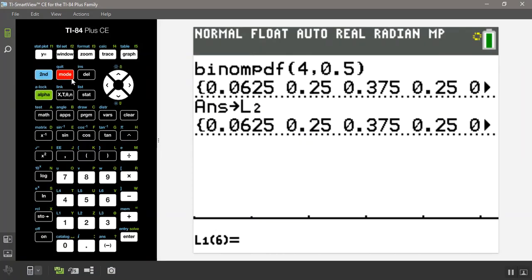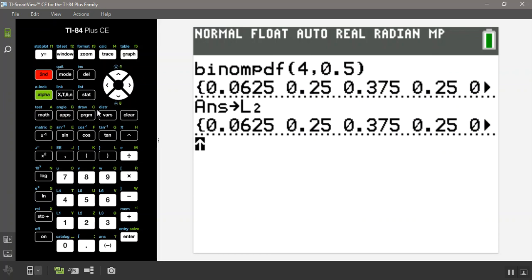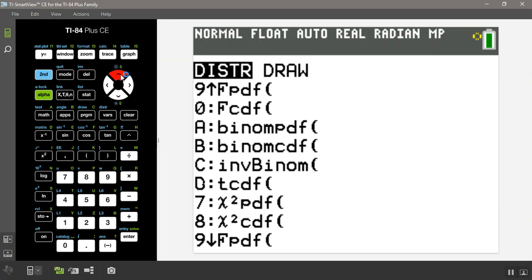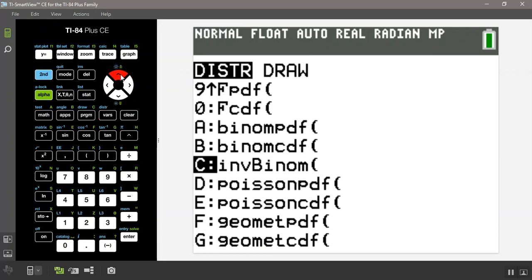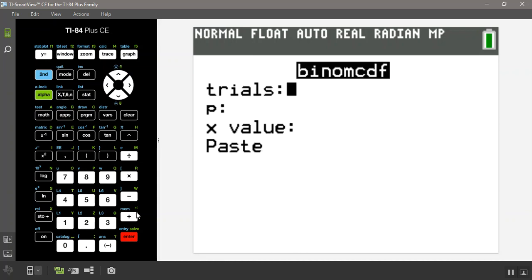So I'm going to quit and get out of here. I'm going to go back to my distribution menu. Binom CDF is letter B. There it is. And I'm going to say there's 4 trials. The probability of success is 0.5. I'm going to leave x value blank. I'm going to paste.